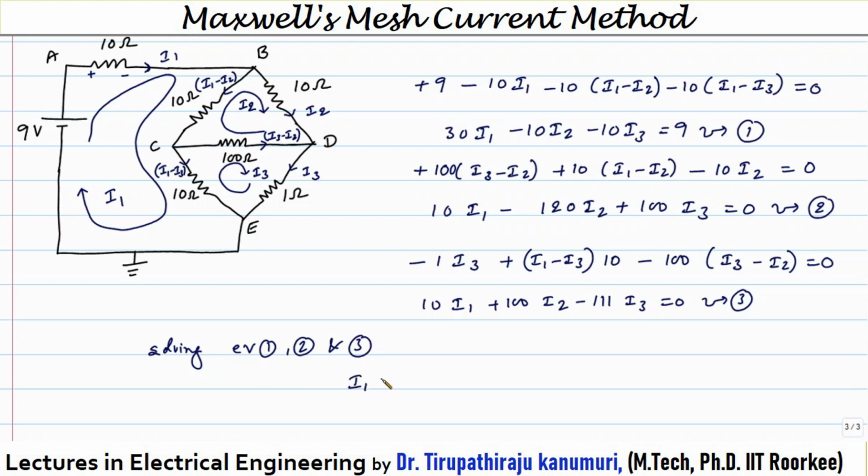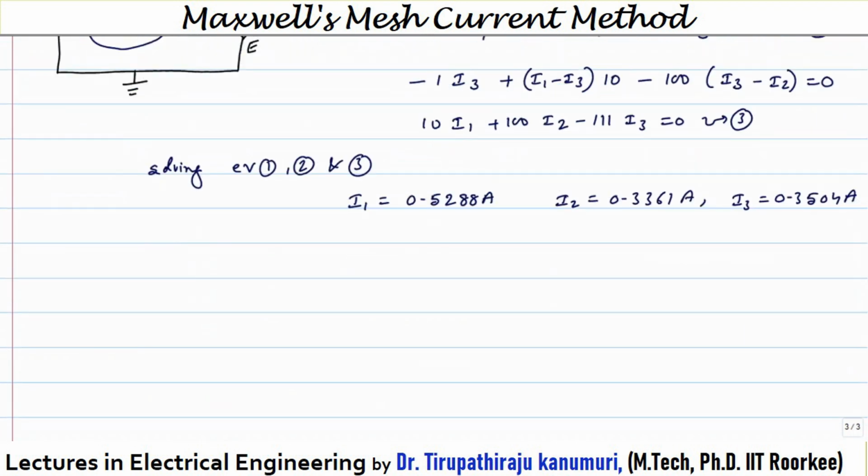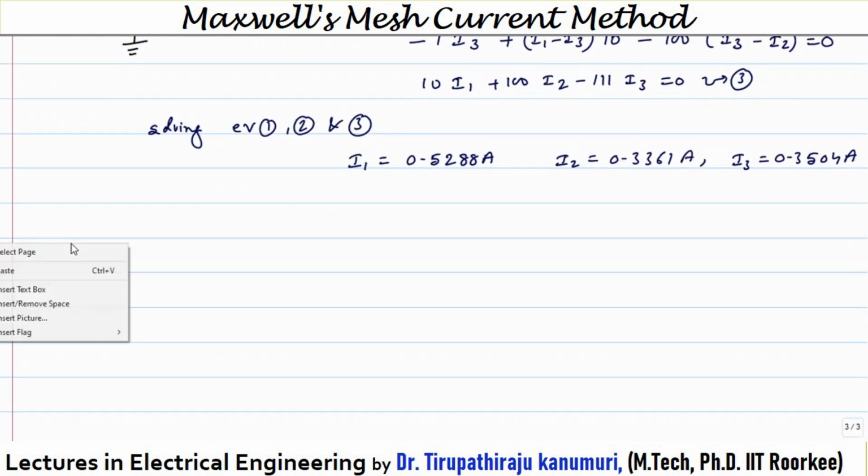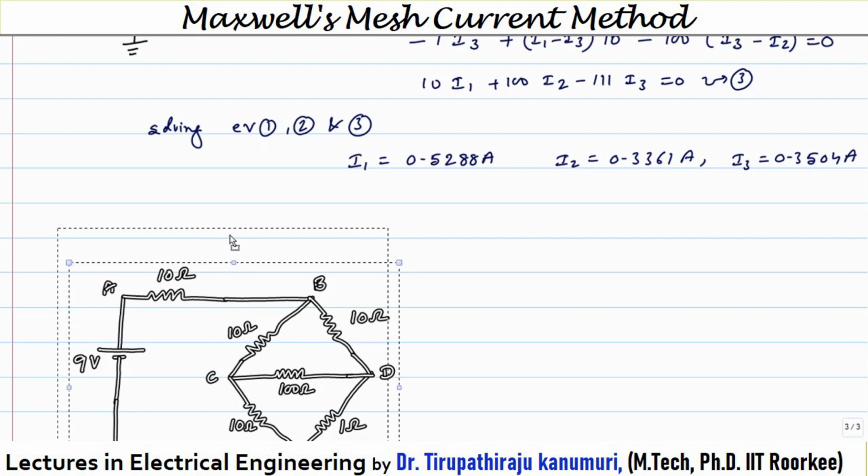So I1 will come as 0.5288 amperes and the value of I2 will come as 0.3361 amperes. Similarly, the value of I3 will come as 0.3504 amperes. Let us try to note down these currents in the original circuit. So same thing we are going to verify. For that I am pasting the original circuit here.